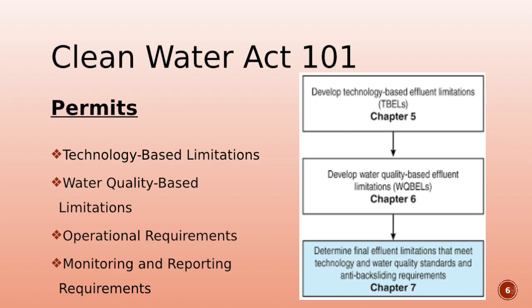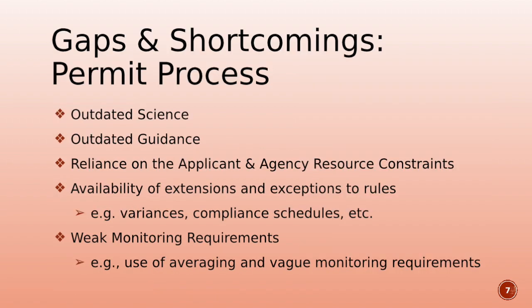As you can imagine, that leads to several gaps and shortcomings that show up in the permit process. So first, as I mentioned, both for the water quality-based effluent limitations and the technology-based limitations, the science is outdated. Guidance documents, which are the formal papers that the agency puts out to say how these limitations should look in permits, those documents themselves are outdated. A good example of this is if you look at the technology-based limitations for the steel industry, those were last updated in 2005, almost 15 years ago. It's pretty shocking. But those are actually some of the most current guidance out there.